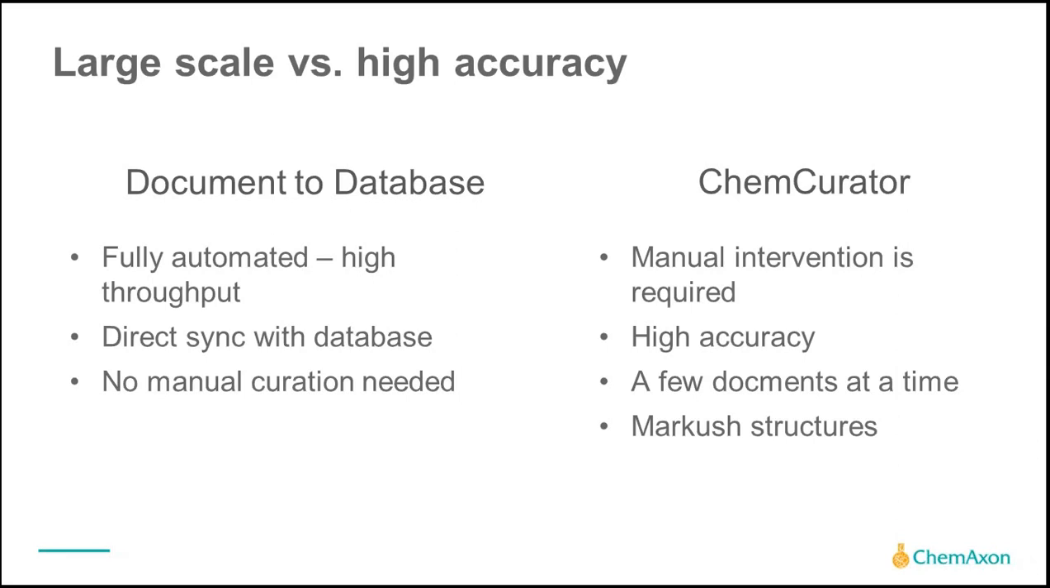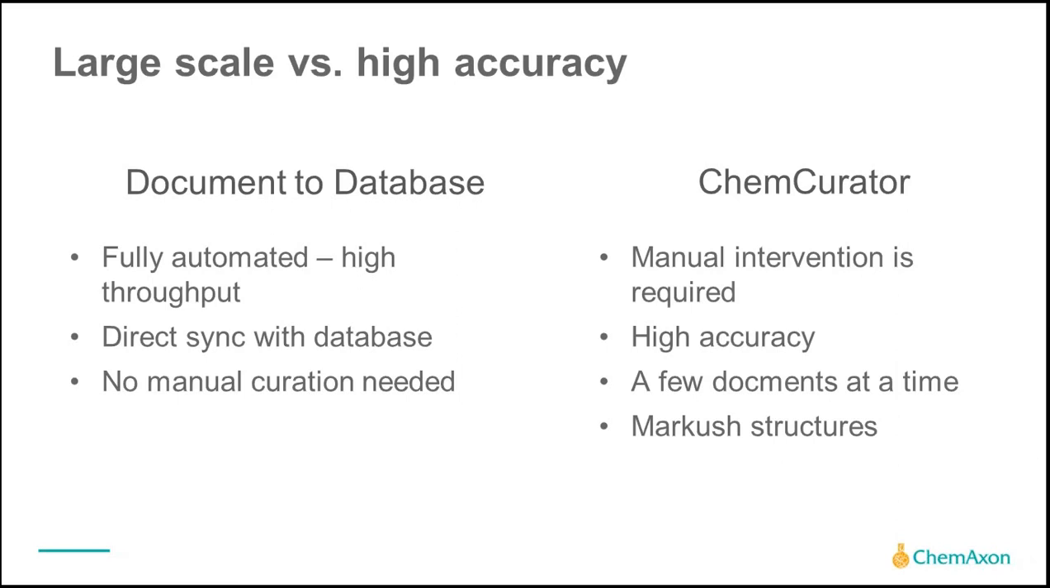If you want to go really into the details, and especially if you want to extract, for instance, high accuracy Markush structures from documents, which is extremely relevant for maintaining patent databases, for instance, then you might want to use a different tool. We call this tool ChemCurator, which is presented in ChemAxon's portfolio. In contrast to document to database, ChemCurator does require manual intervention to some extent. But in exchange for this extra effort, it provides you with very high accuracy.